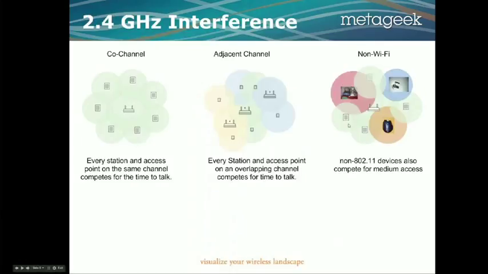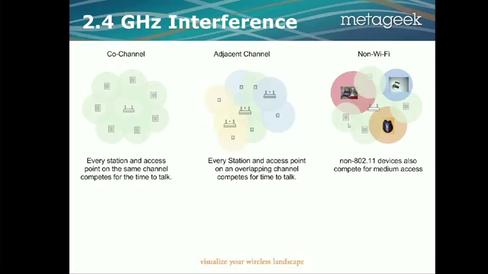Okay, so we know that in 802.11 we have data ACK. That's how things work. And we also know that wireless is half duplex. That means only one device can talk at a time. That means we all have to play a waiting game. So there are 3 types of interference. The first 2 are immediately within your control to handle.